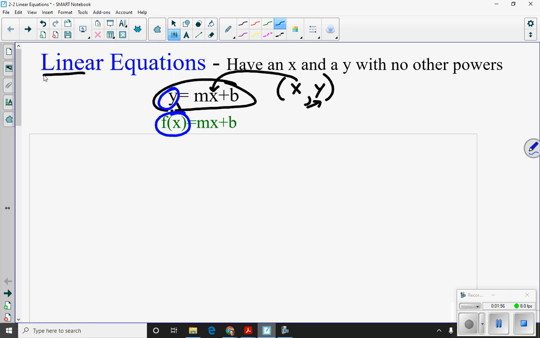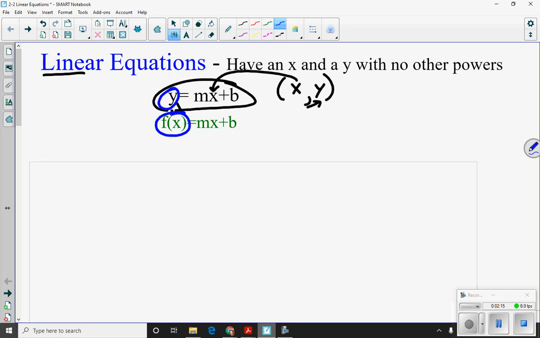But the f of x tells you that it is a function, and that functions will give you only one answer for each value of x you plug in. So you're not going to plug in one value for x and get two different answers. You're going to get one. That's it. So there's one coordinate point that goes with each x. So they call that a function.